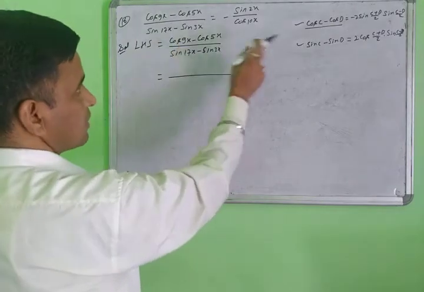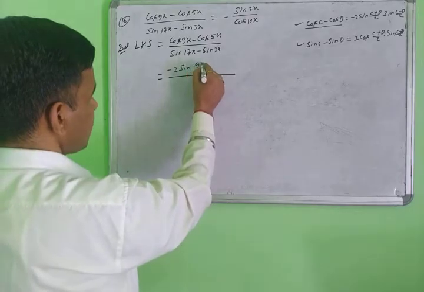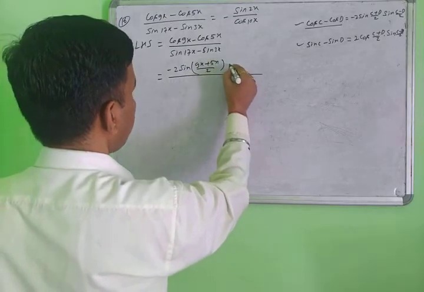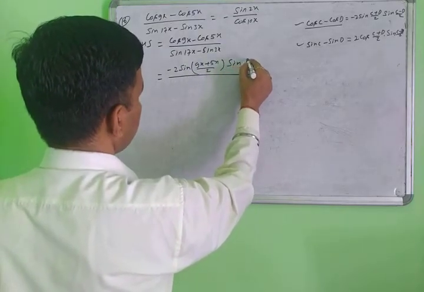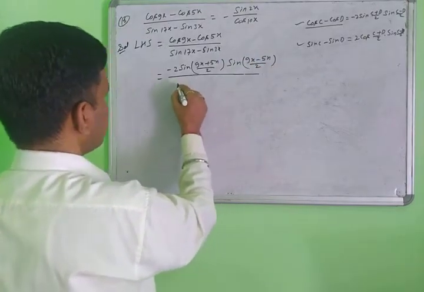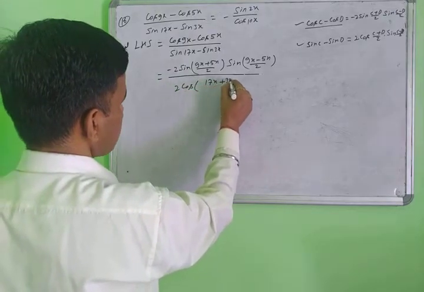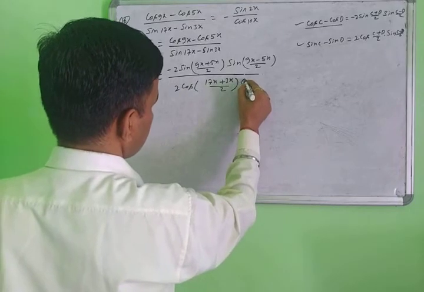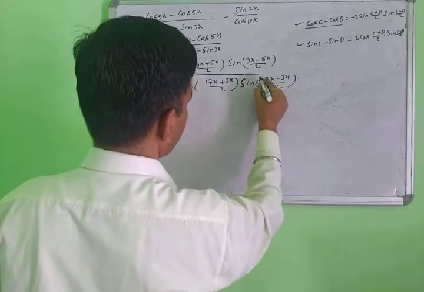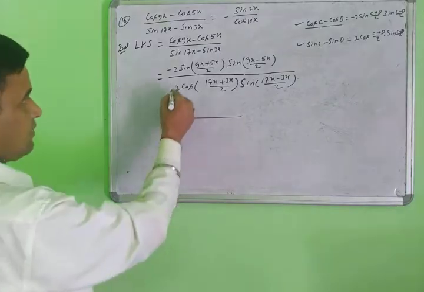First of all, minus 2 sin (C plus D over 2), that means sin of (9x plus 5x) upon 2, and sin of (9x minus 5x) upon 2. Here 2 cos of (17x plus 3x) upon 2 and (17x minus 3x) upon 2. This 2 will be cancelled here.